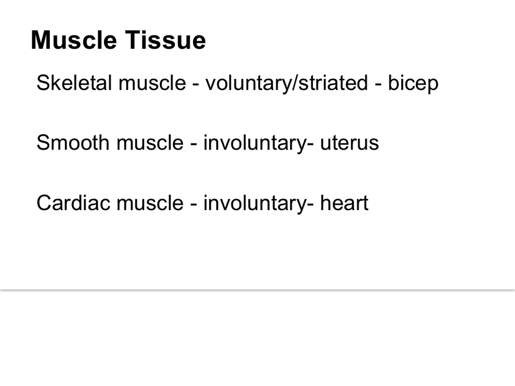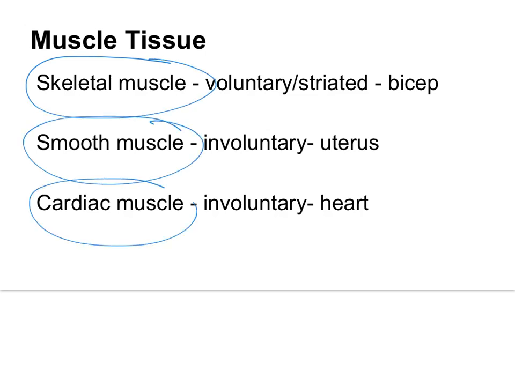So muscle tissue is what we're going to study first here. Muscle tissue is basically three different types. We have skeletal muscle, smooth muscle, and cardiac muscle. It is very important to know that all muscle tissue is going to allow you to move, or the muscle cell itself is going to contract.